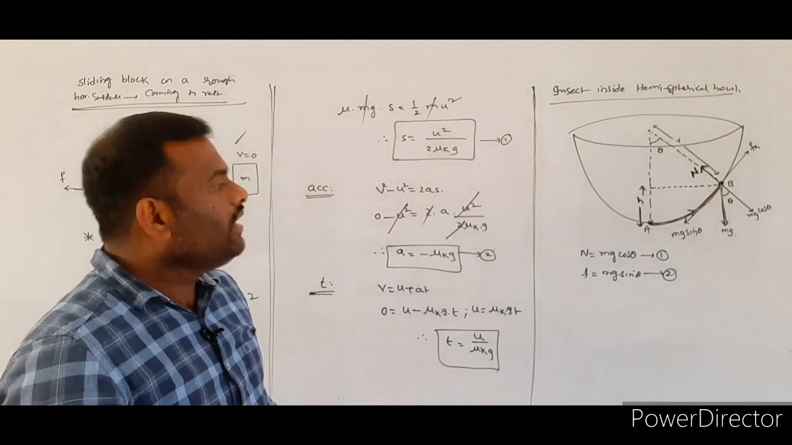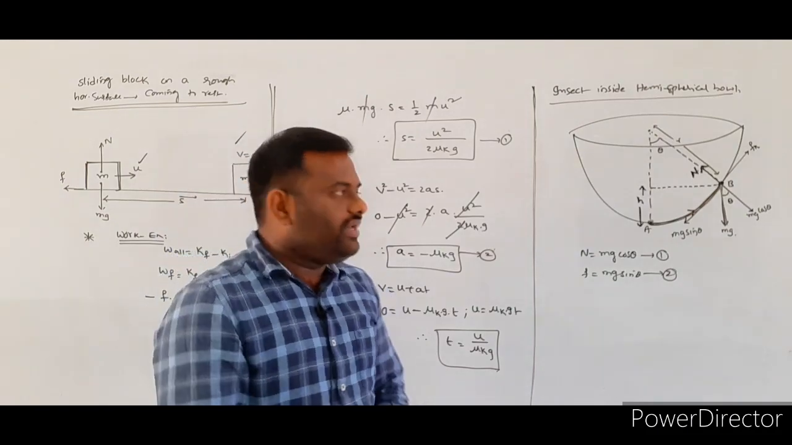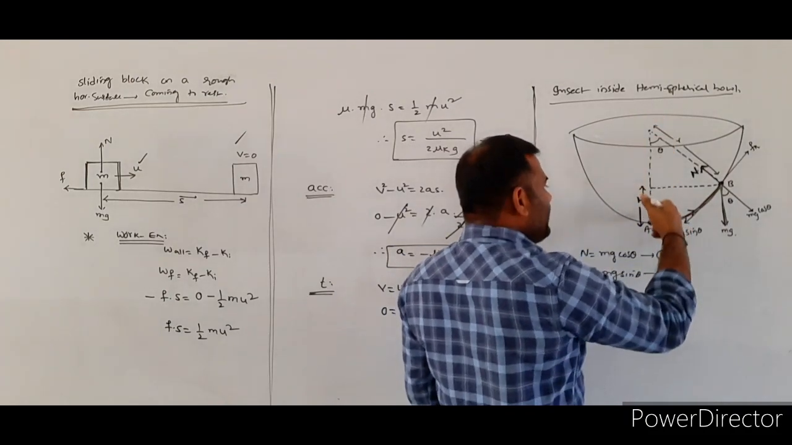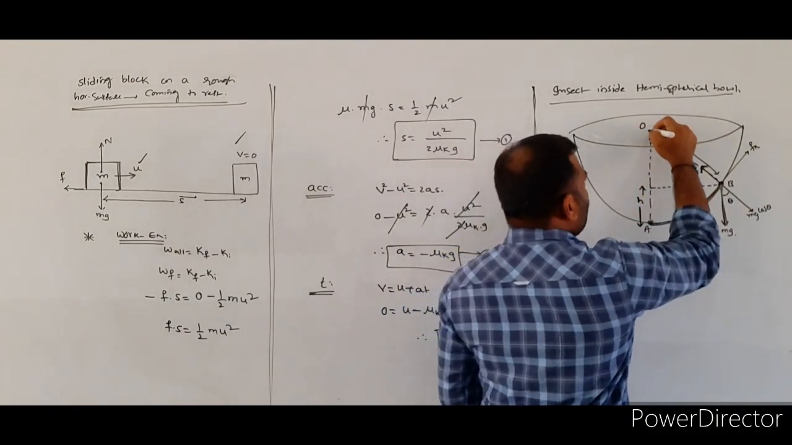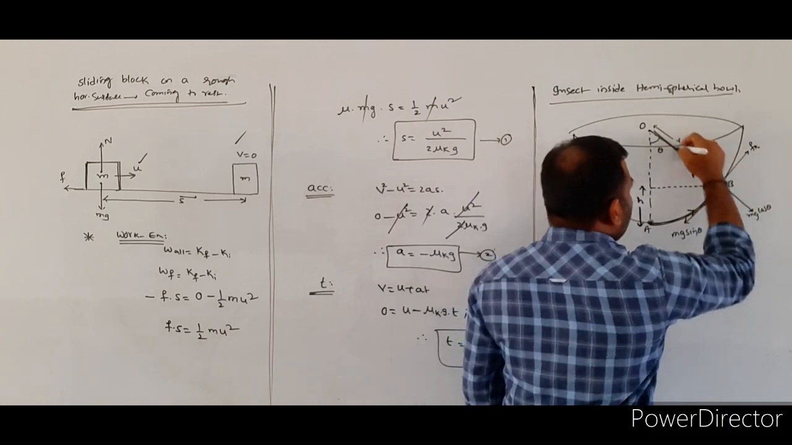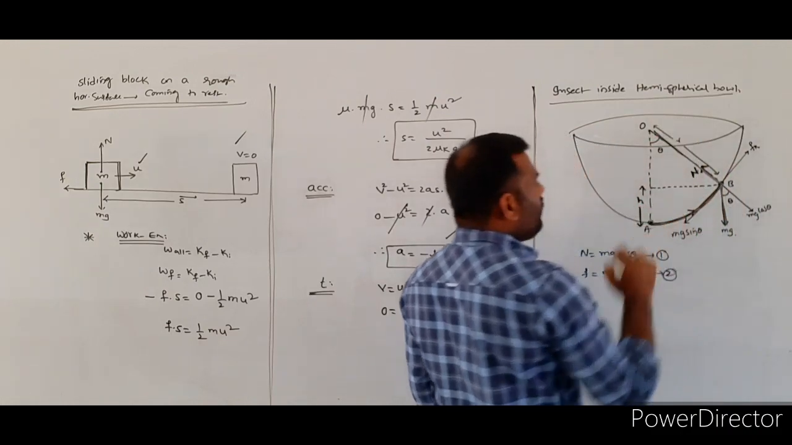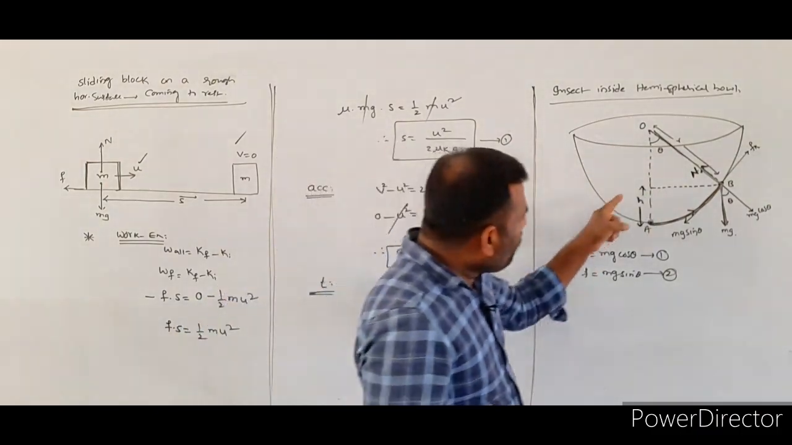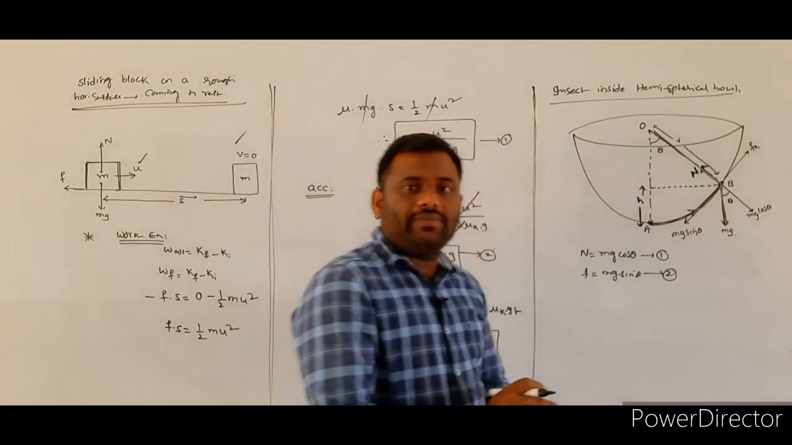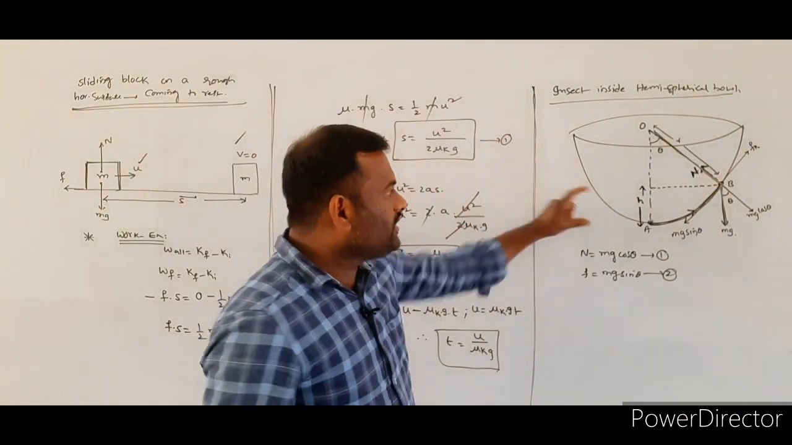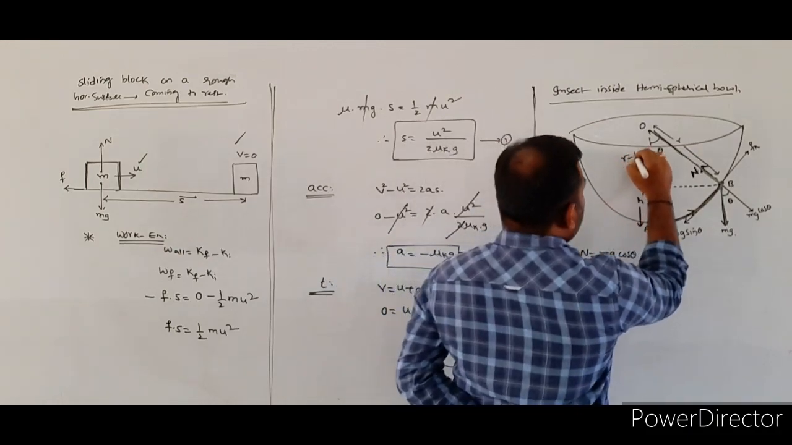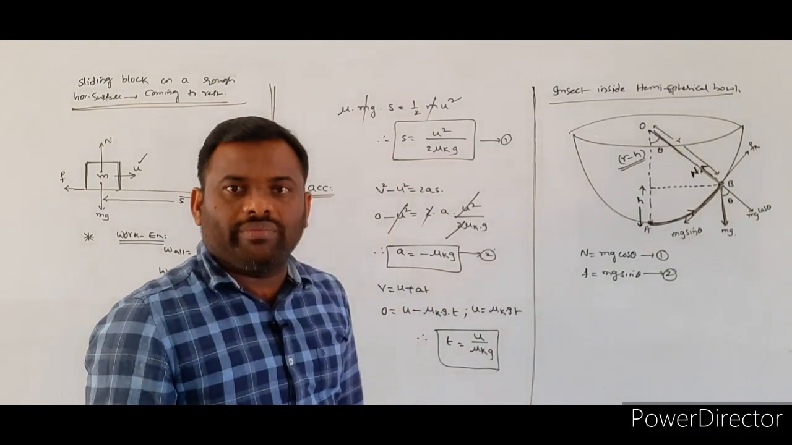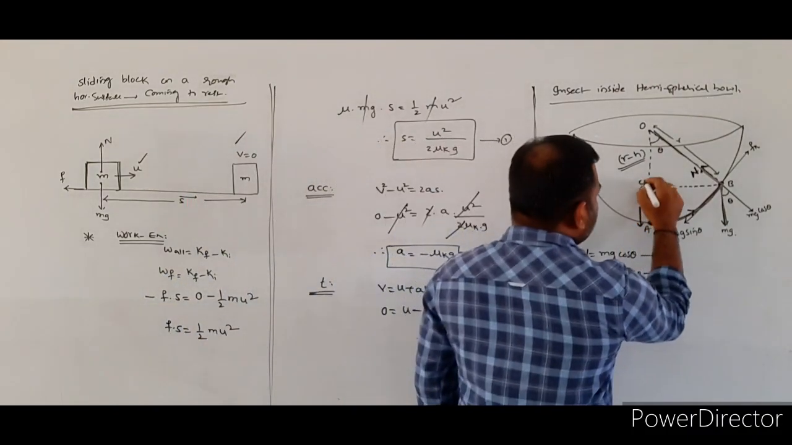Now, what value are we going to calculate? We are going to calculate the height value. If you look at the diagram, this is the radius of the hemispherical bowl. So from the point O to B, this distance is also the radius. O to A is equal to the radius, and O to B is also equal to the radius. Whatever height is travelled by the insect will be taken as h, so the remaining distance is R minus h. Let the point be taken as C.